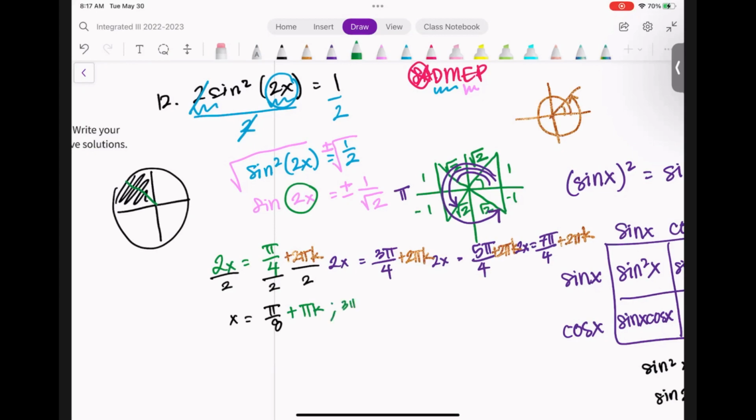So this is going to be 3 pi over 8 plus pi k. And then I got 5 pi over 8 plus pi k. And then I got 7 pi over 8 plus pi k.